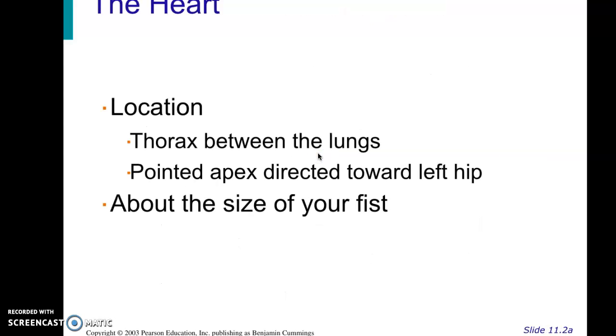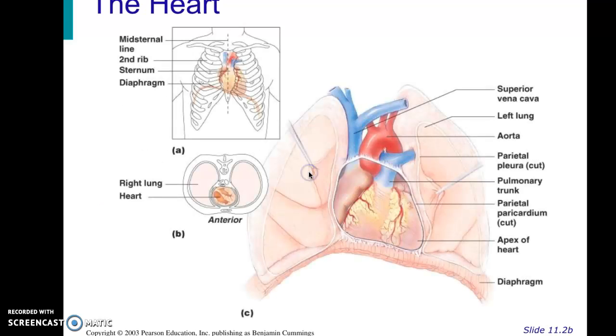So if you're looking at the position of the heart in the body, it is located in the chest, so it's the thoracic cavity. It is between your lungs. To be exact, if you look at the lobes of the lungs, the left lung only has 2 lobes and the right lung has 3 because the heart is sitting in the chest cavity closer to the left lung. The heart has a point at the bottom of it that's called the apex, and that point points towards your left hip. And it is about the size of a fist.